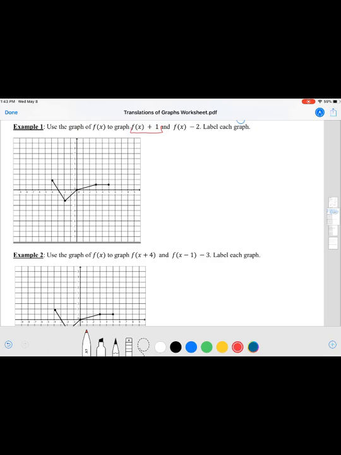So that means if you look back up at your rules, when you take a function and you add some number to it, that means it's going to be a vertical shift up that many units. So I want to take my entire function of f of x and move everything up 1 unit. So I'm going to look at all my points on here, and I'm going to just move everything up 1 point. So I'm going to move this point up 1. I'm just going to move everything up 1 point, and then when I reconnect those, that will be my graph of f of x plus 1.